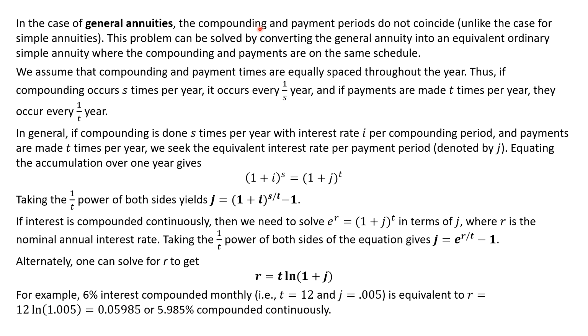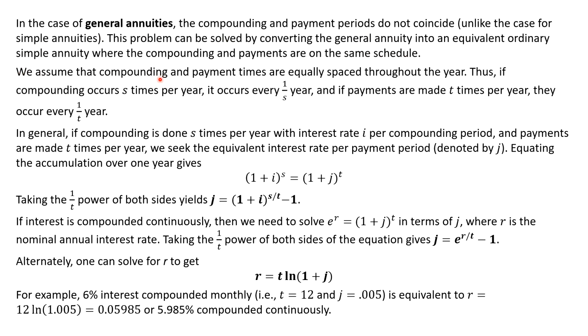Our next topic concerns something called general annuities. That's where the compounding and the payment periods for an annuity do not coincide, unlike the case of simple annuities, which we've been looking at up until now. The problem can be solved by converting the general annuity into an equivalent ordinary simple annuity where the compounding and payments are on the same schedule.